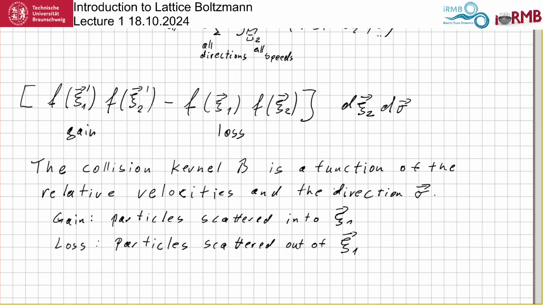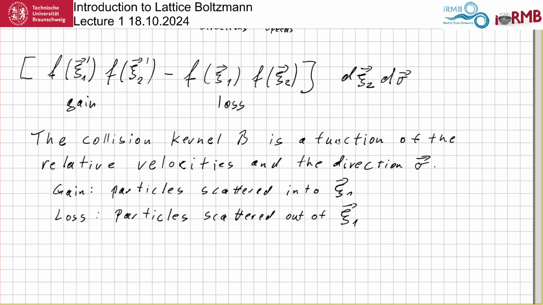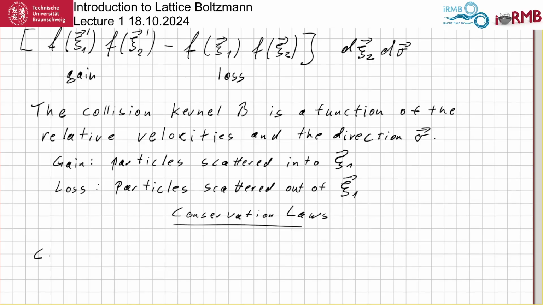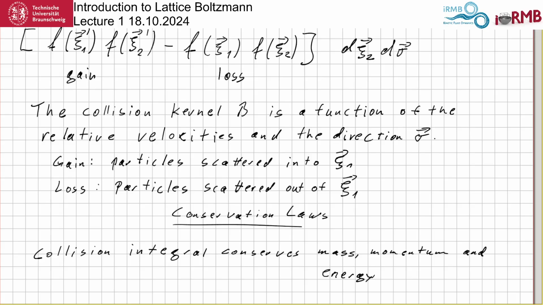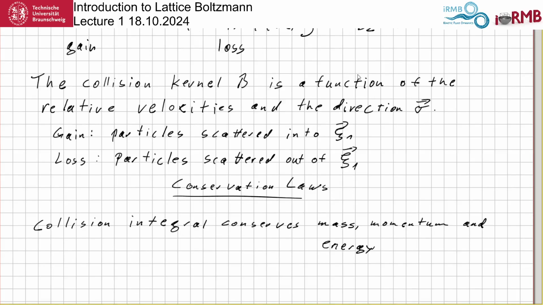Okay, two more things, and I believe we probably have enough time, but I don't want to rush it now. Conservation laws in the collision. So, of course, as we already discussed, collisions have to conserve certain things, namely mass, momentum, and energy. And this is described in the following way. So zero, because there's conservation.